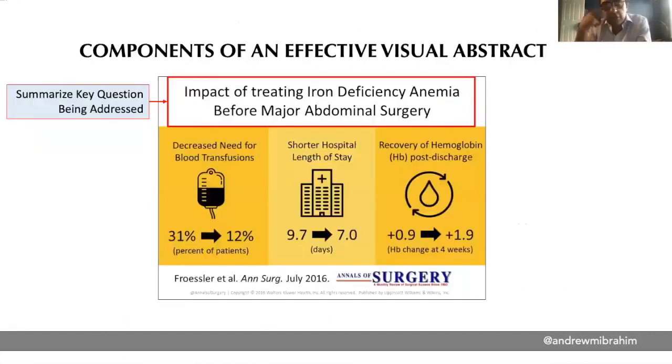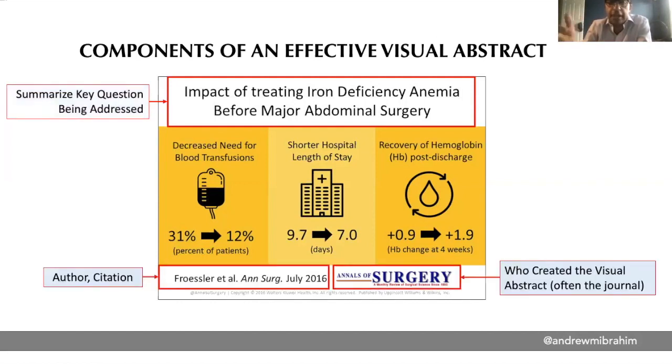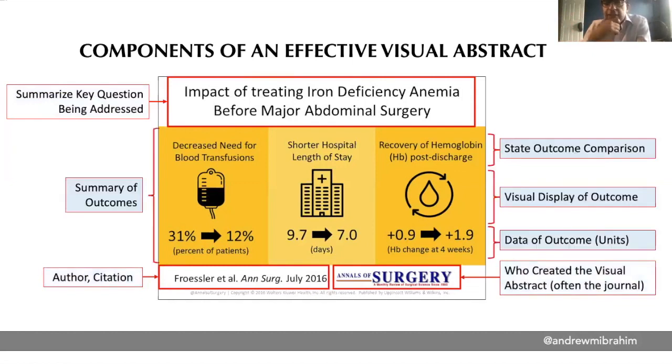So once you have some of that content narrowed down, you can start putting the visual abstract into a visual format. This is one common template or format that is used by a lot of journals, having the key question addressed across the top, having the citation in the journal at the bottom, and then summarizing the outcome, stating the comparison, putting some visual display of the outcome, and then the data to support it.